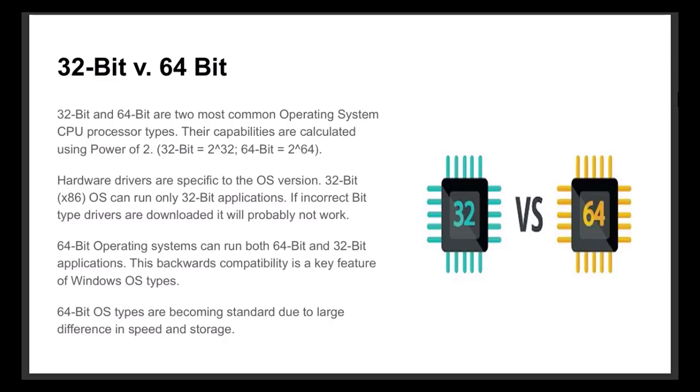32-bit CPUs can only run 32-bit applications. 64-bit operating systems are the most commonly seen in your modern operating systems. This will be your most recent version of Windows 10 and 11, Mac OS, and Linux. 64-bit operating systems are what we call backward compatible. That means they can run both 64-bit and 32-bit applications as long as you have the correct drivers installed on your machine.